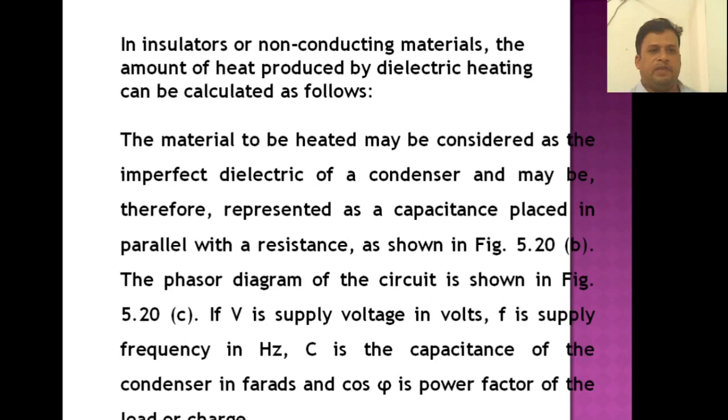So in the previous slide we have taught about the insulators and uniform dielectric heating. In insulators or non-conducting materials, the amount of heat that is produced by dielectric heating can be calculated in the following way, where the material to be heated may be considered as the imperfect dielectric of a condenser, and may therefore be represented as a capacitance placed in parallel with a resistance. We will show that in the figure, and the phasor diagram of the circuit is shown here, where V is the supply voltage in volts, f is the supply frequency in hertz, C is the capacitance of the condenser in farads, and cos phi is the power factor of the load or charge.